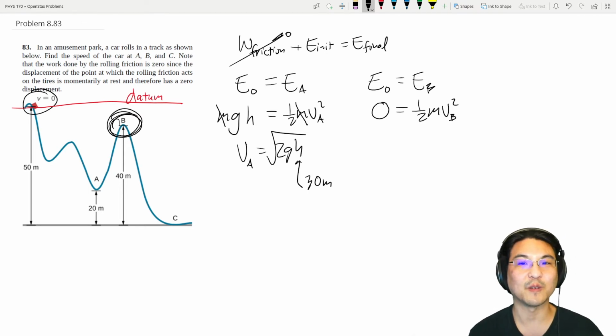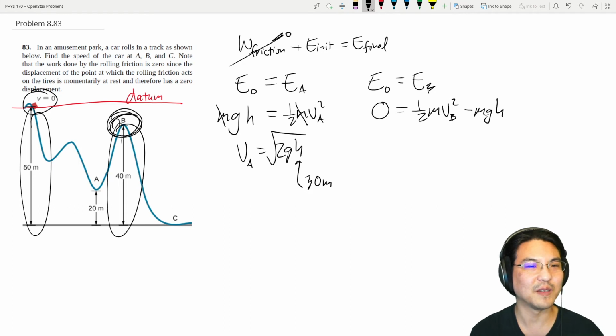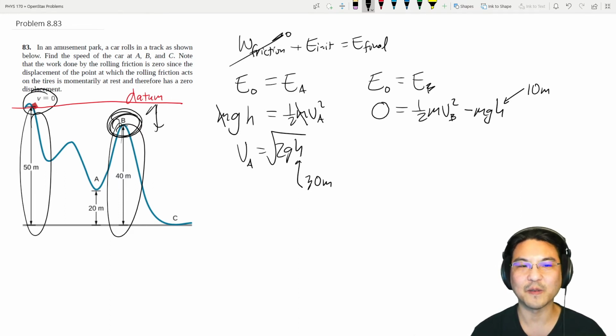And now what's the gravitational potential energy? It's below the datum, negative. How far below the datum? 10 meters. Right, here to here is 50, here to here is 40, here to here is 10. So this is 10. And then just solve for v at B, where this is 10 meters now.